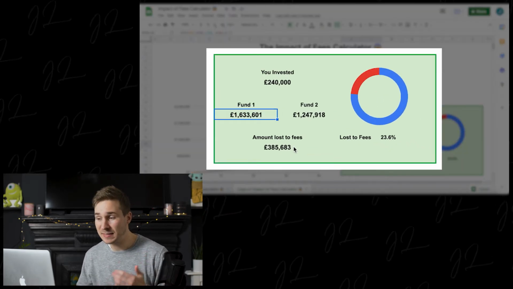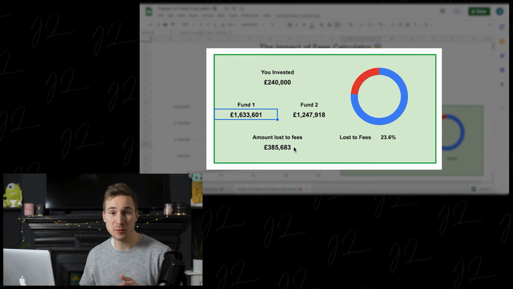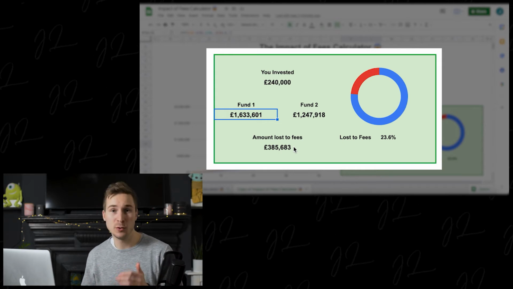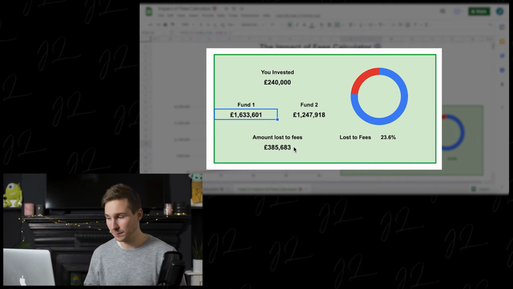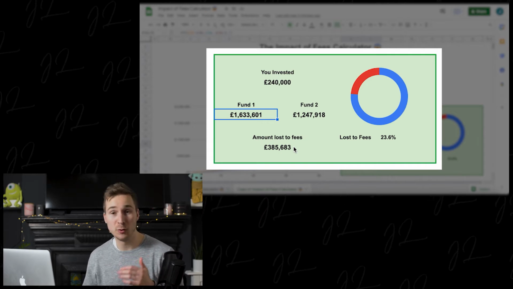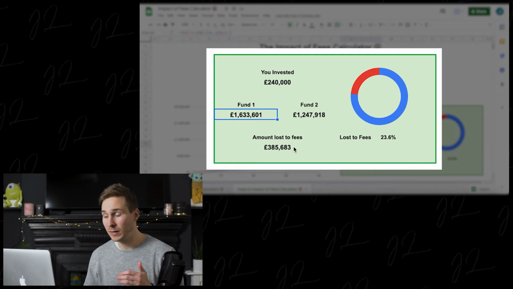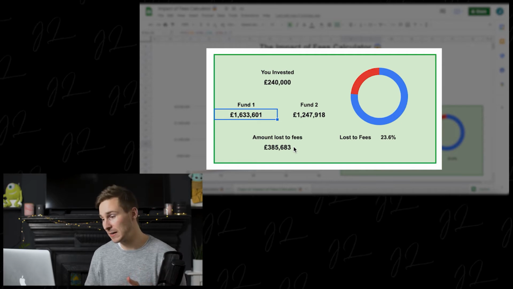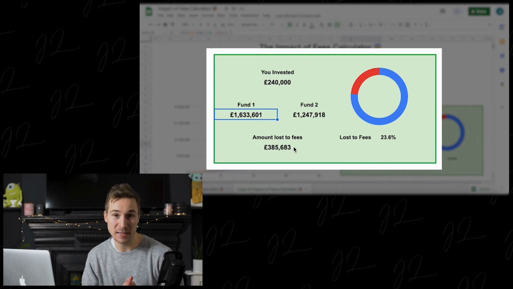So, investing £6,000 every year for 40 years, you would invest a total of £240,000. And investing into Fund 1 that had the 0.1% fee, your account by the end of those 40 years would stand at £1.63 million.